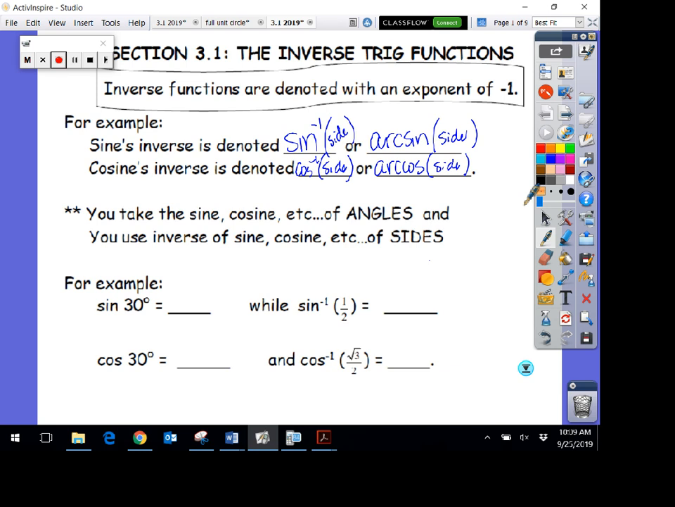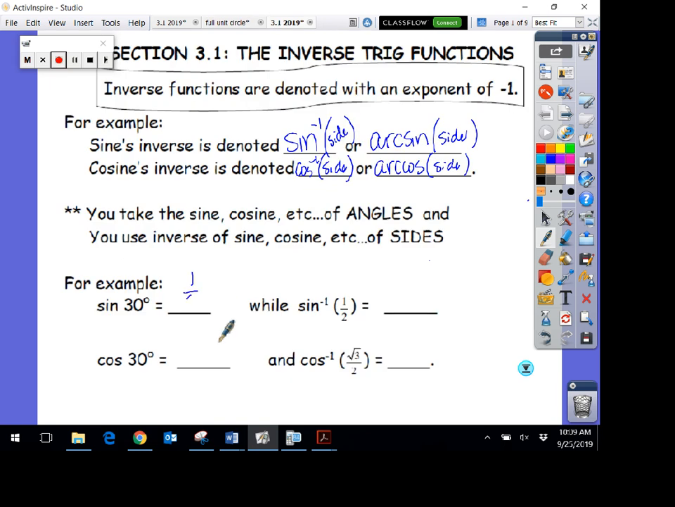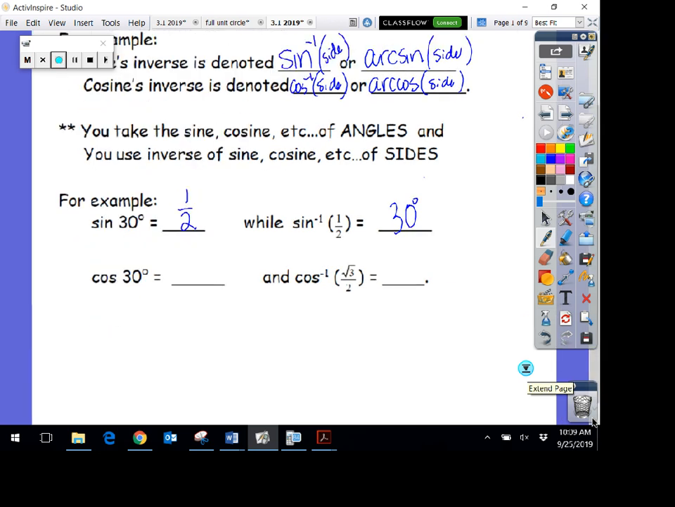All right, so in Unit 1, we did the sine of 30 degrees. So we looked at our unit circle, we went to 30 degrees, we looked at the y value, and it was equal to 1/2. Now, we take the inverse sine of the side, the 1/2, and that's going to be 30 degrees. So you can see how that notation works.